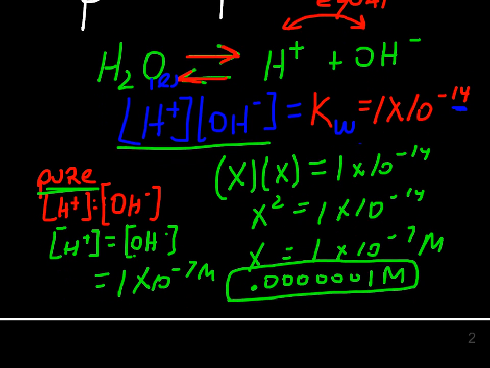Well, I'm going to keep going on this pH deal. So what exactly is pH? pH is equal to, and it's just a math deal, the negative log of the hydrogen ion concentration.